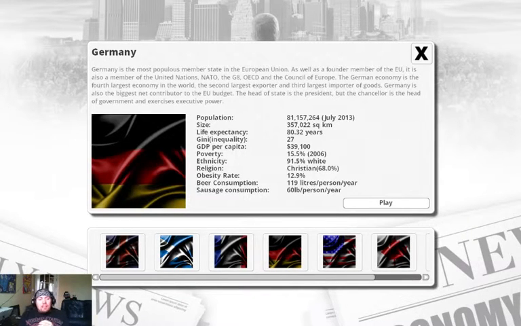So 81 million people as of July 2013, a size of 357,000 square kilometres. Life expectancy 80.32, so a shade behind France, but about equal with the UK. GDP per capita $39,100. Poverty 15.5%, ethnicity 91% white. Religion, Christianity 68%, the obesity rate 12.9, a bit higher than France. Beer consumption 119 litres per person per year, and the sausage consumption 60 pounds per person per year.